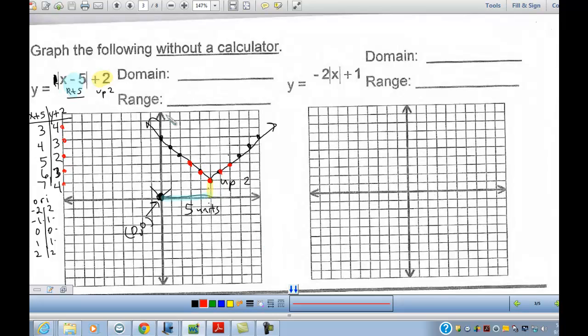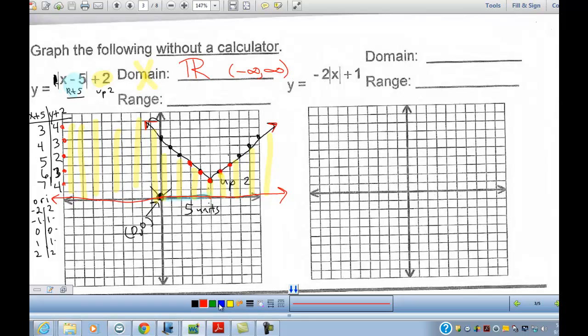Oh, domain and range. Well, since this is the child of the parent, the domain is also going to be all real numbers. And remember, you can get that by arrowing down to the x-axis. And since there's arrows on both sides of this graph, that means it keeps on going to infinity this way, and it keeps on going to infinity this way. So it's negative infinity to positive infinity.